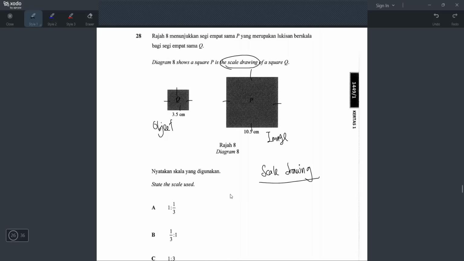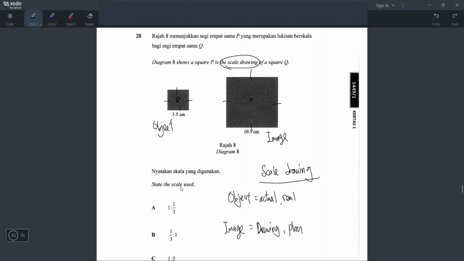Scale drawing: object is the actual size. The keyword here is actual, or the real one, the real size of it. Image is not real. Not real means what? It's a drawing. Or you can say it's a plan, a floor plan. It means it's not the real size. So this is how I would explain the scale drawing. So when they say P is a scale drawing of Q, it means P is image, Q is object.